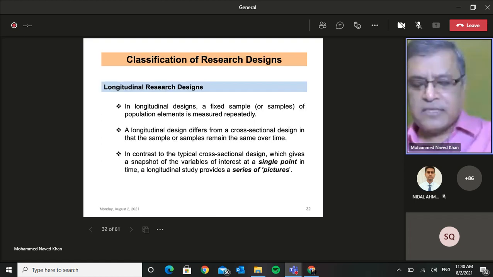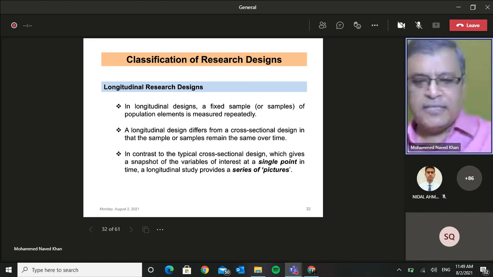When we were discussing cross-sectional designs, though I've already discussed a lot about longitudinal, very briefly we'll again see what longitudinal designs mean. Remember that I shared with you that the sample remains fixed. One of the most important characteristics of longitudinal research designs is that the sample remains fixed. That is, a fixed sample of population elements is measured repeatedly. In case of multiple cross-sections, each time we were drawing a fresh sample, and none of the samples was approached repeatedly or approached again for the purpose of collecting data.